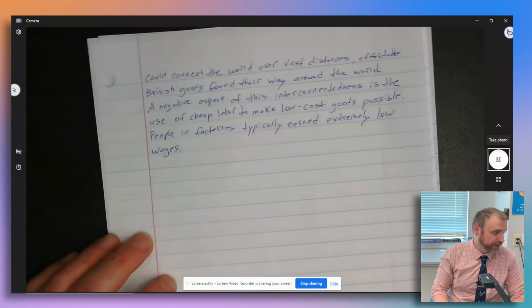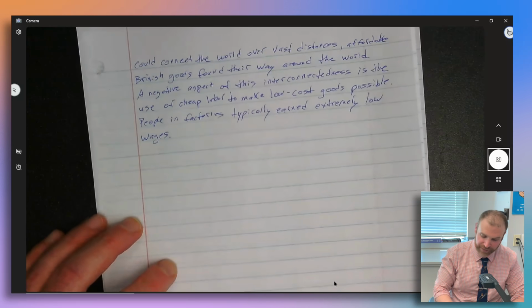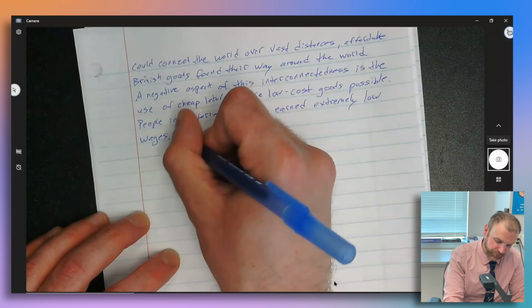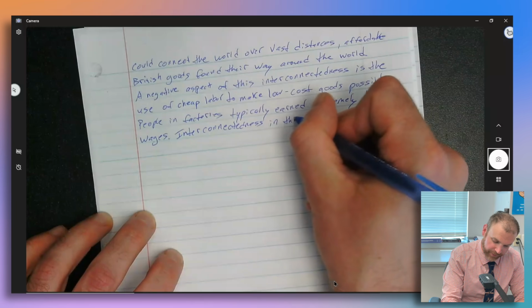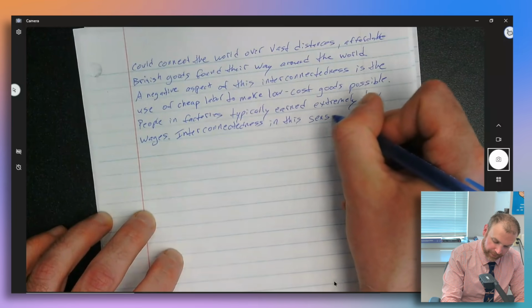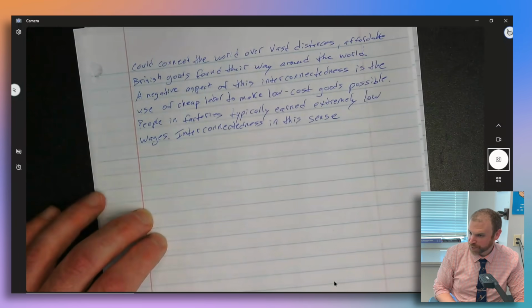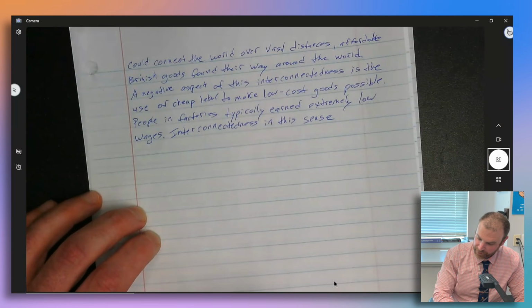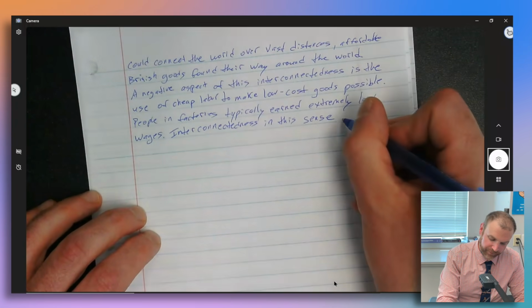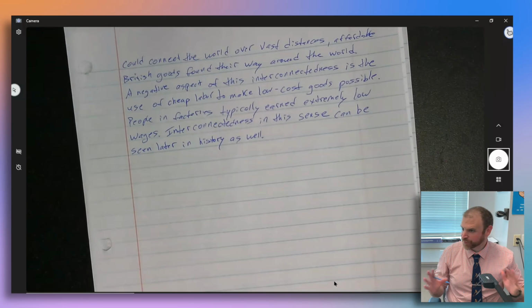So here's where I'll continue my outside information. I'll say interconnectedness. Notice how I keep dropping in the name of the issue I'm writing about. In this sense, meaning in the sense of people being interconnected to purchase inexpensive clothing, which is shown in the document, can be seen later in history as well. Okay? But you can't just stop there. You gotta give some kind of an example, right?